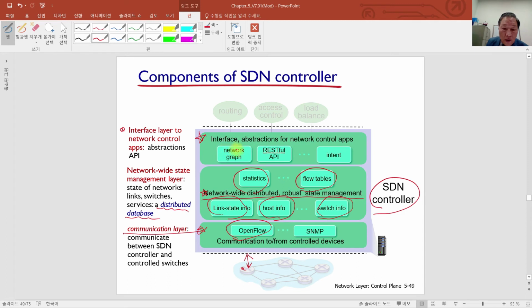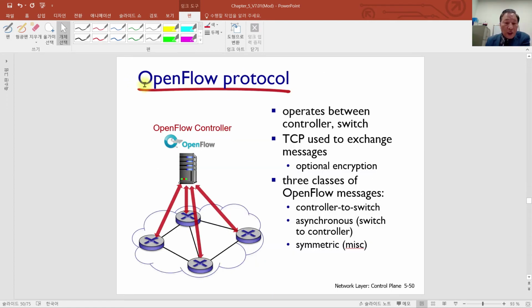And the above one is the interface layer to network control applications. To this one, interface abstractions for network control applications, the network graph and the RESTful API. That means over HTTP. Okay, this one introduces a little more about the OpenFlow protocol, in more detail.